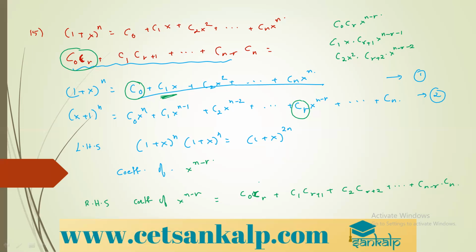Right side is easy. Left side only, you have to take coefficient of x power n minus r. How? nC, because x power should be n minus r. Here also I must have n minus r. So this is the coefficient of x power n minus r. That means when I equate right side to left side, I will have the expression 2nC n minus r.